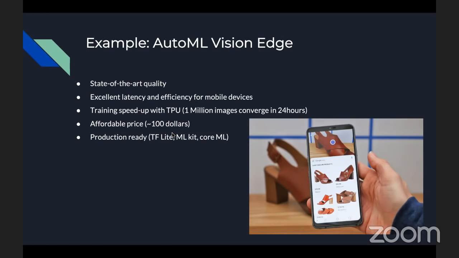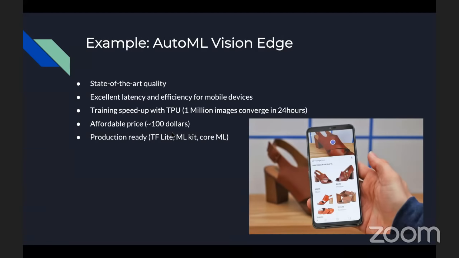So what we do to deliver this product is that we also leverage the AutoML research, which is the MNASNet we talked about before, to guarantee that we have state-of-the-art quality and very excellent latency and efficiency for mobile devices. And then we apply TPU training to speed up the whole training procedure, which means we can even finish a 1 million image data set converging in 24 hours.